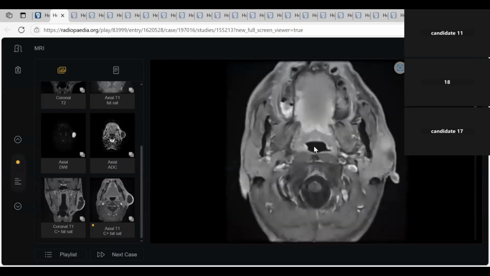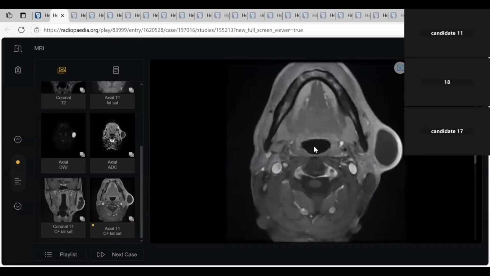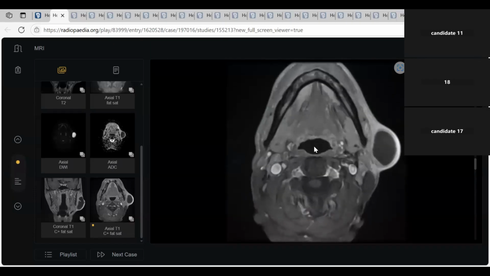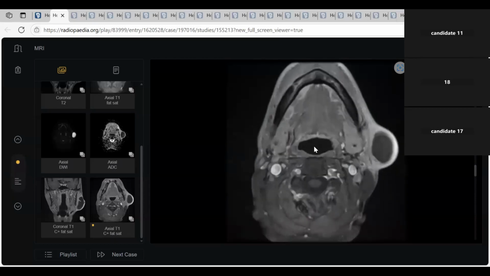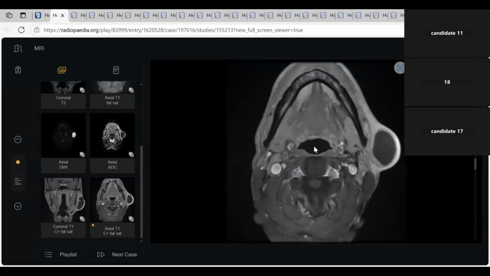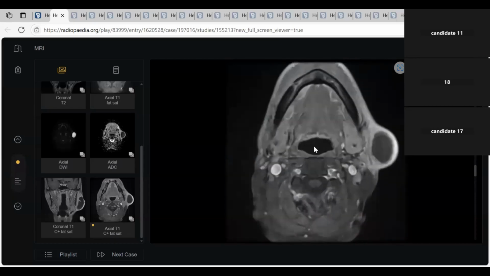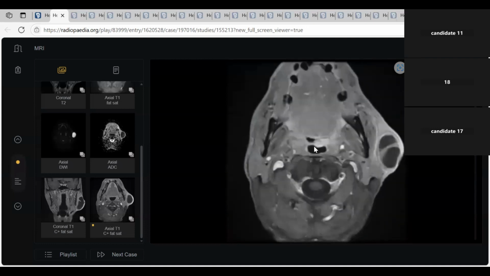I'm thinking about an infected congenital cyst like a branchial cleft cyst. Which type of branchial cyst? Type 1, second. Wow. Why not type 2? Type 2 is located anterior to the sternocleidomastoid muscle. Excellent.